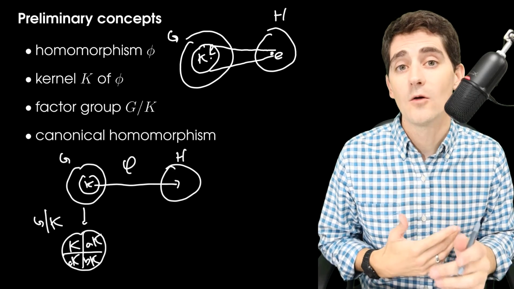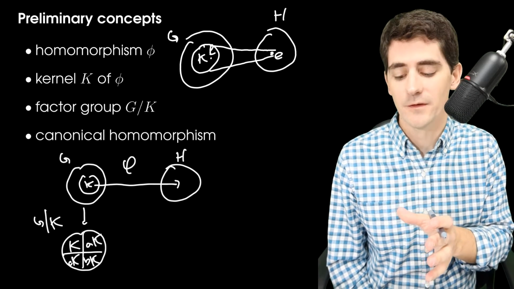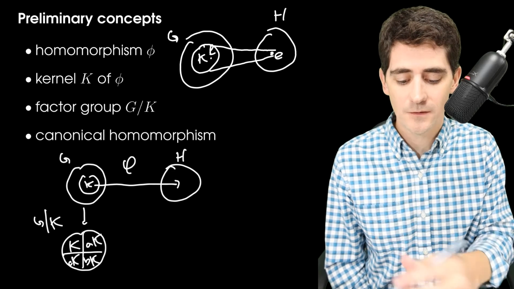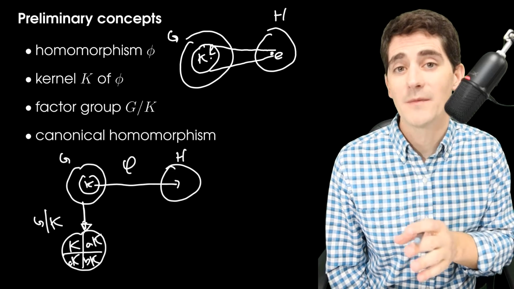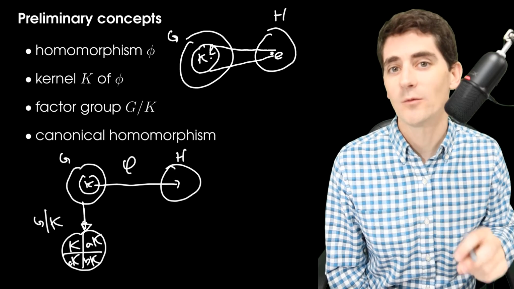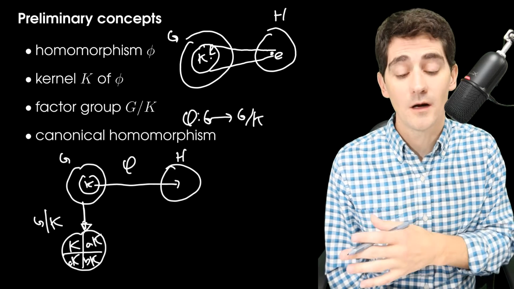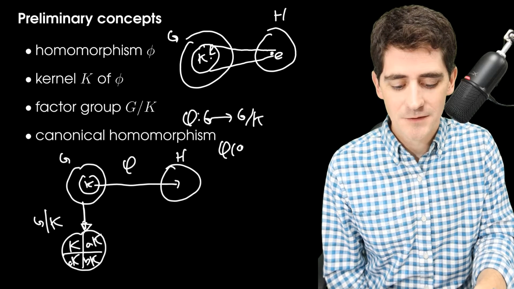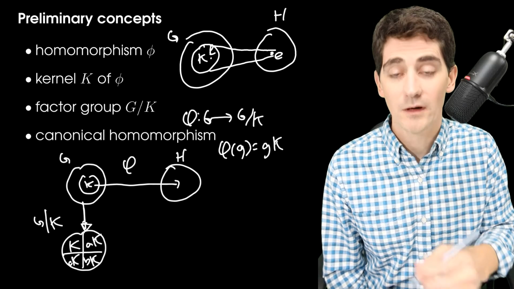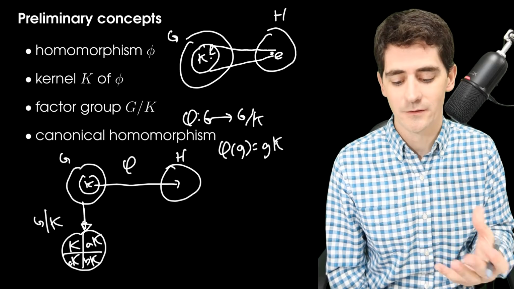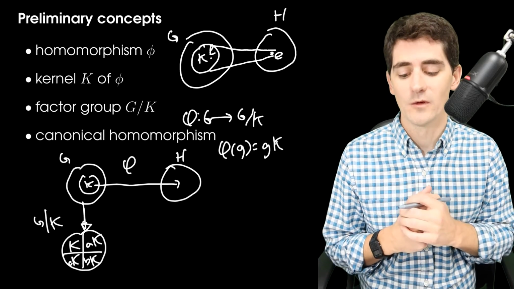And then the canonical homomorphism is a special homomorphism that goes from G to G over K, and the way we map that is we take an element and we map it to whatever coset it belongs to. So in this case, if phi is the canonical homomorphism, then phi of g is just going to be whatever coset g belongs to, gK in G over K. That's what we mean by the canonical homomorphism.